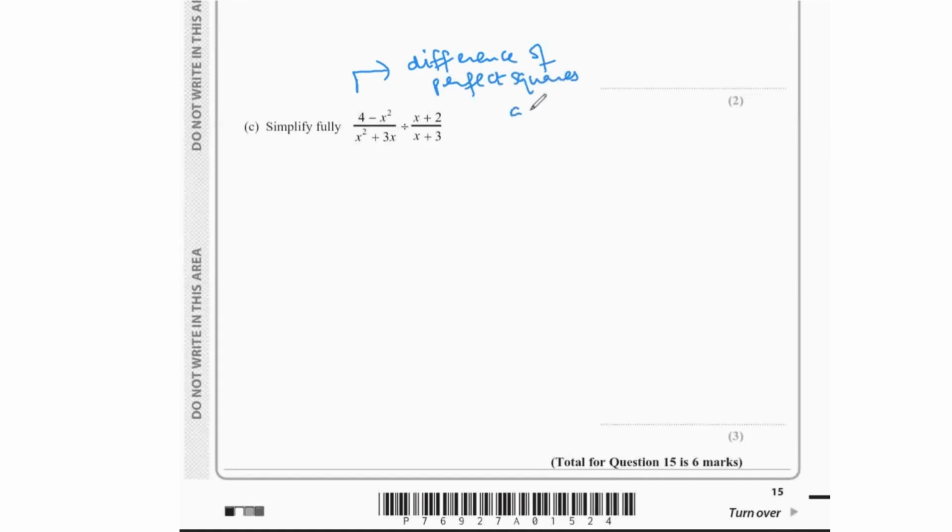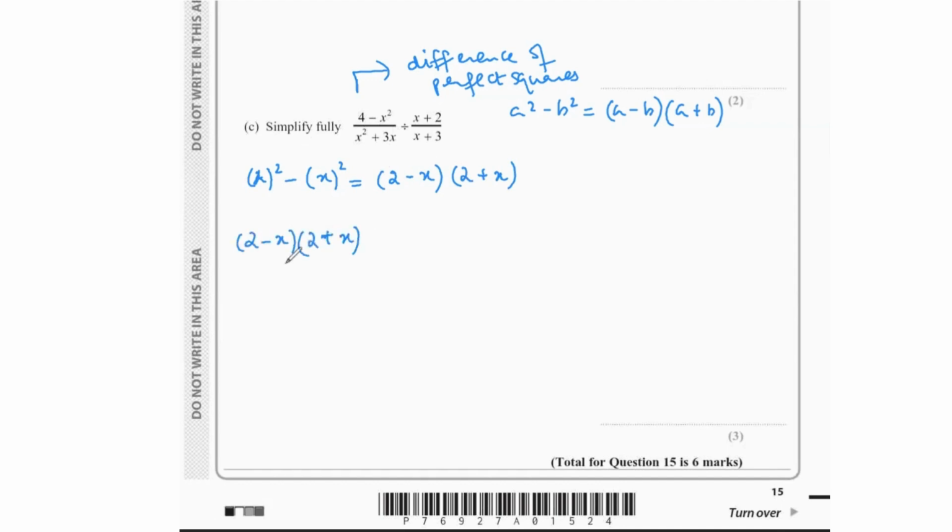Which is basically a squared minus b squared equals a minus b times a plus b. Over here we have 2 squared minus x squared, which is the same as 2 minus x times 2 plus x. So replace the numerator with that, 2 minus x times 2 plus x.